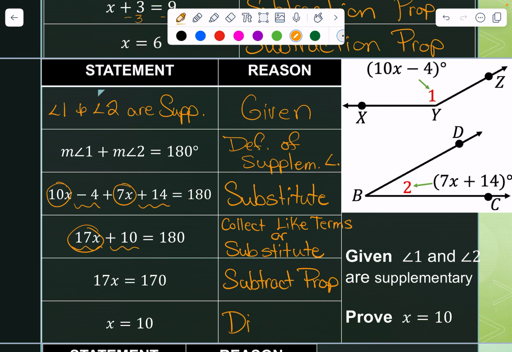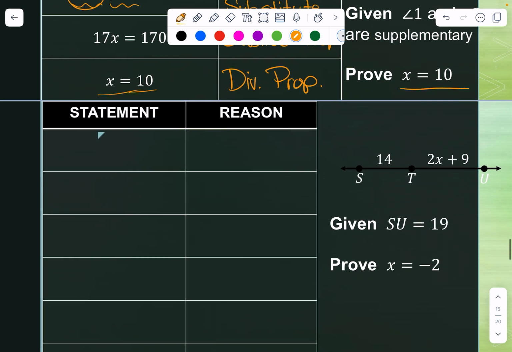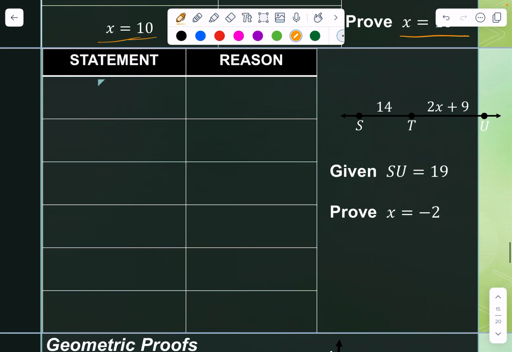Then at that point, we need to move the 10, so we would use the subtraction property. And then we would be doing the division property. And then as you're finishing, you always want to make sure, is my proof statement what it's supposed to be? Okay? All right, let's try another one here.